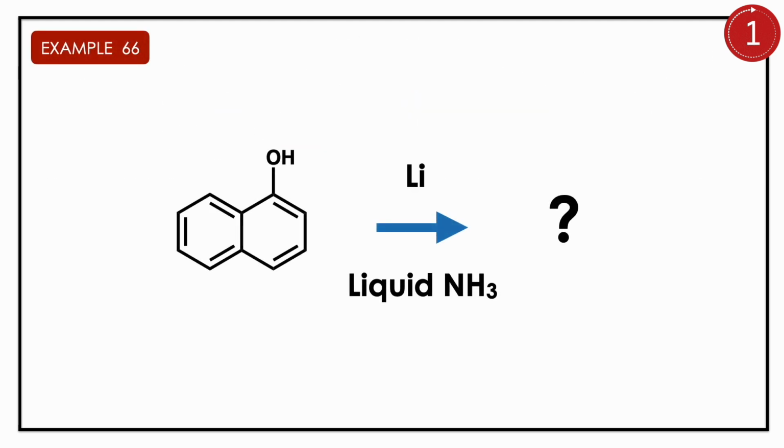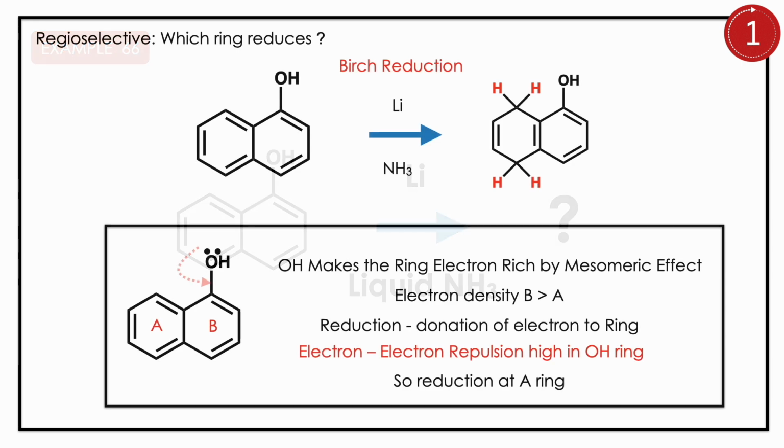Then the next example, you have alpha naphthol, alcohol with naphthalene, lithium and liquid ammonia. You should find what will be the final product. Here you are having Birch reduction condition. Where the reduction happens is the real question. Reduction is basically an electron donation. So electron deficient ring gets reduced first.